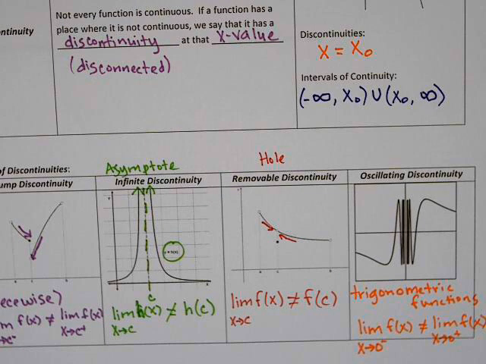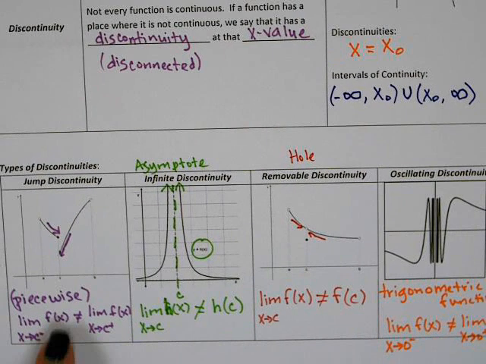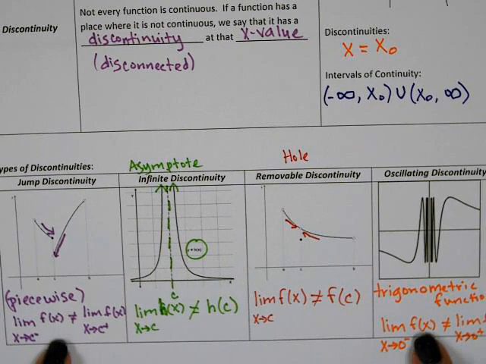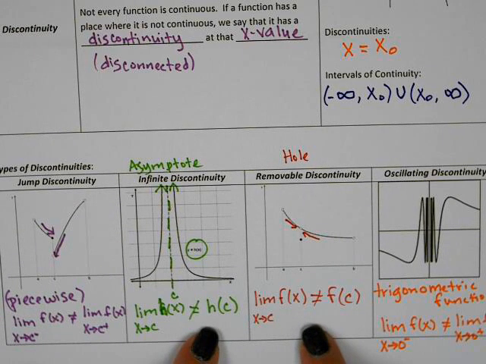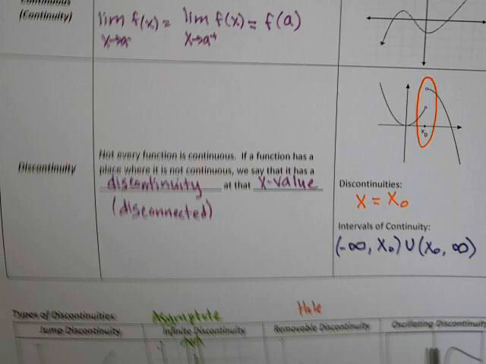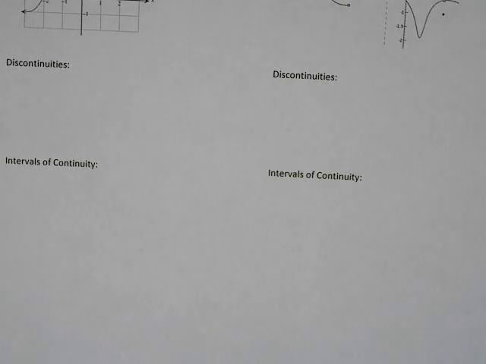So sometimes we have to worry about the two-sided limits, especially with piecewise and trigonometric functions. But when we've got asymptotes or holes, a lot of times the overall limit will already exist. It's just that it doesn't equal the function value. All right, so that's the big idea that we're looking at here. So we're going to do just a couple of examples really quick.